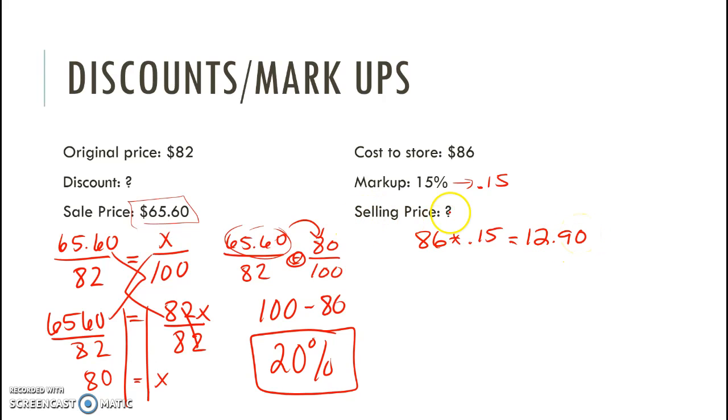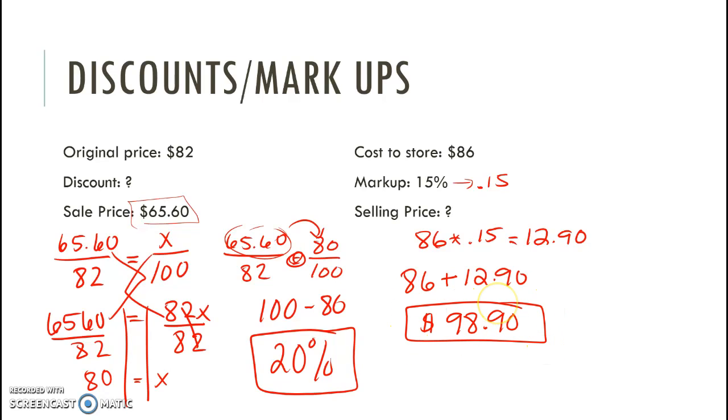So the selling price is that cost to store, $86, plus the markup of $12.90. So when we find the sum of those two numbers, the selling price here is going to be $98.90. So this one's actually very similar to the sale price, but this time instead of subtracting that percentage, we're adding it because we're marking the price up. So it's going to get more expensive.